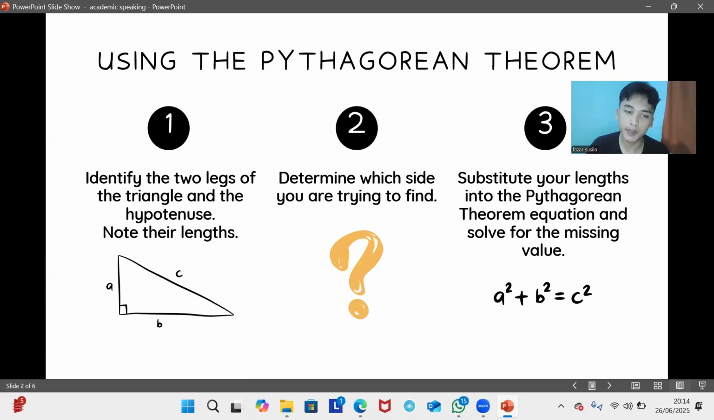What is the hypotenuse? The hypotenuse is the longest side of a right angle triangle, and you can see C is the hypotenuse because C is the longest side of the right angle triangle. Next, you determine which side you are trying to find. The next step is to substitute your lengths into the Pythagorean theorem, equate, and solve for the missing value. And the formula is very easy: a squared plus b squared equals c squared.